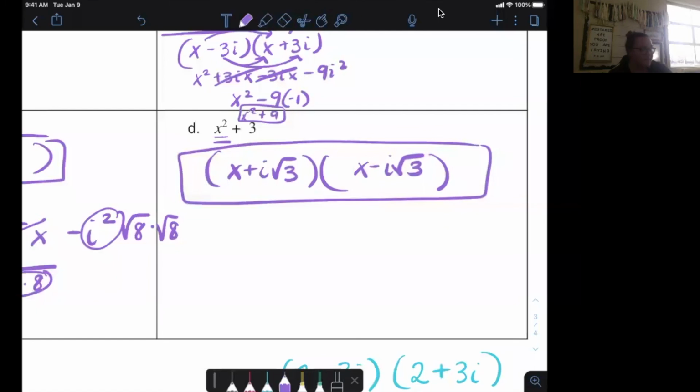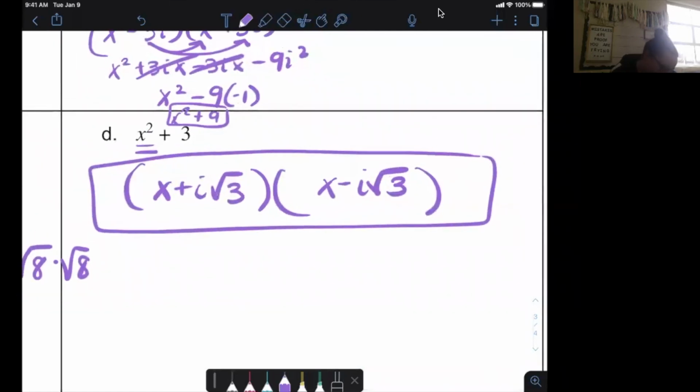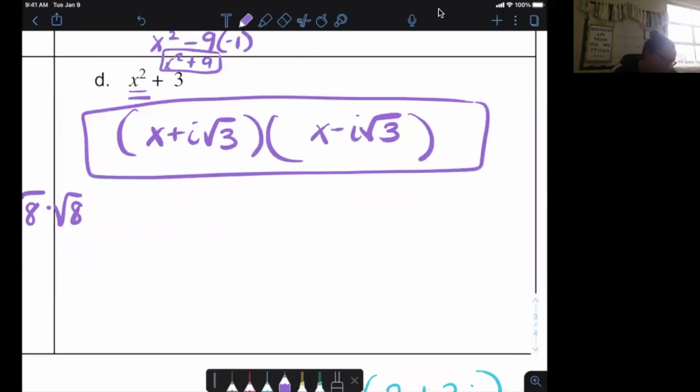So I got x plus i root 3 times x minus i root 3. Because I know that I want opposite signs, so my middle term will cancel when I simplify. I know that I want the i, so that way I get i times i, which is negative 1. So I can change it back to a positive at the end. And then, of course, I can multiply it out to check and make sure that I'm right.